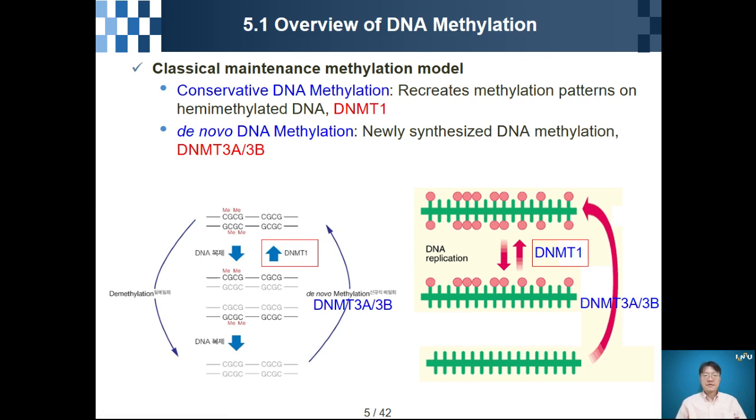The second model is de novo DNA methylation. De novo DNA methylation means newly synthesized DNA methylation. There was no methylation here, but after DNMT3A and DNMT3B function and induce methylation, it makes newly synthesized DNA methylation on both strands. So this is de novo methylation.